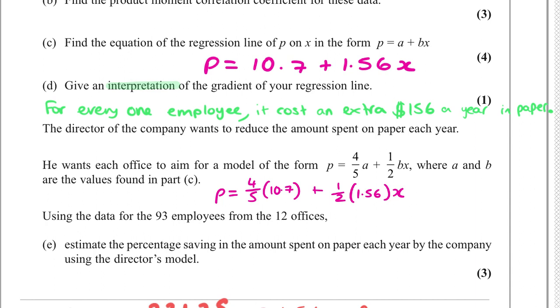Oh, I've put 8.7. 8.56 plus 0.78x. Is that right? Yeah? So technically as well, we may or may not have to work this out, but what is it now telling us? It now tells us that actually we want to cut down the cost of paper, and that for every employee we really want to be spending about $78. So this gives us a bit more context of what we want, right?